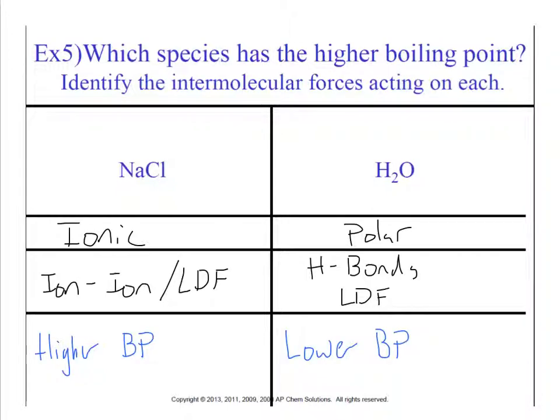Sodium chloride, of course, has ionic bonds, whereas water has polar bonds. So as a result, sodium chloride is going to have ion-to-ion intermolecular forces, and water has hydrogen bonds. And although hydrogen bonds are really strong, they're not stronger than the ion-to-ion intermolecular forces. Therefore, sodium chloride is going to have a higher boiling point of 1,413, and water we know has a boiling point of 100 degrees Celsius.